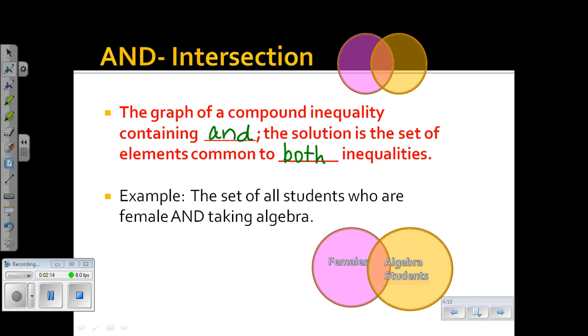So here's a non-numeric example. If we took the set of all the females at Stone, let's say, put them into a group here, and then we took the set of all students who are taking algebra at Stone and put them in a group. There would be some overlap there, and this would be the section that would include students who are female and taking algebra. This is where the intersection of those two groups is. The people have to be both female and in algebra in order to qualify for this. So an intersection is the case where we're looking at the overlap between the two groups.